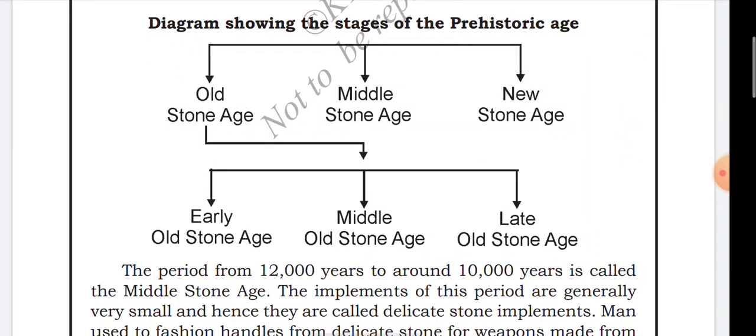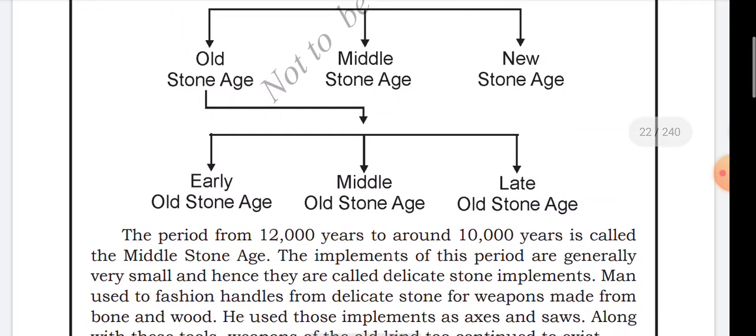So, a diagram showing the stages of the prehistoric age. In the prehistoric age, children, we have three ages: the Old Stone Age, Middle Stone Age and the New Stone Age. In this, the Old Stone Age is again classified into three: Early Old Stone Age, Middle and Late Old Stone Age.